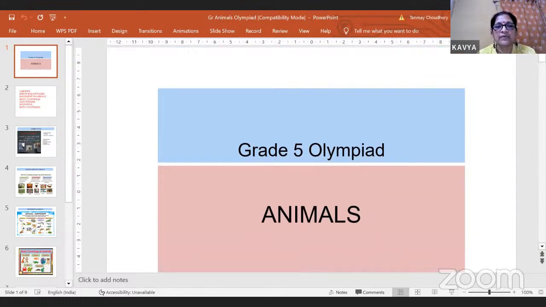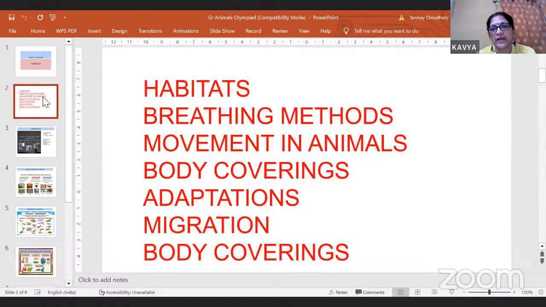So this is grade 5 Olympiad. Chapter name is animals. Now these are the subtopics you need to know about animals, because these are the top subtopics on which questions are asked. Questions are asked on habitat, breathing methods in animals, movement in animals, body coverings of animals, adaptations in animals, and migrations in animals.